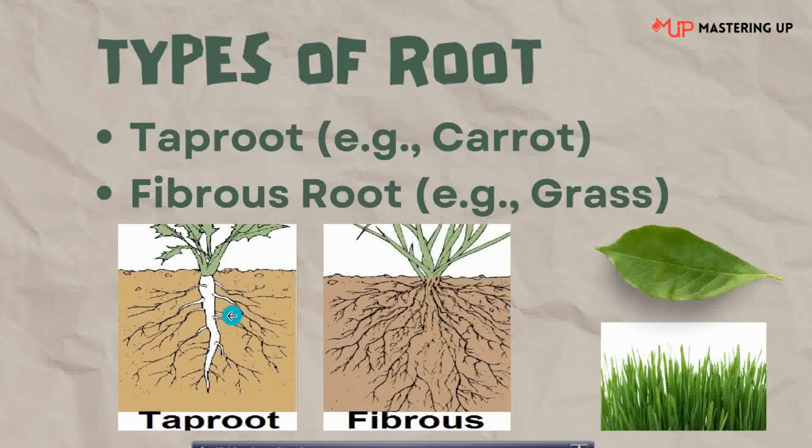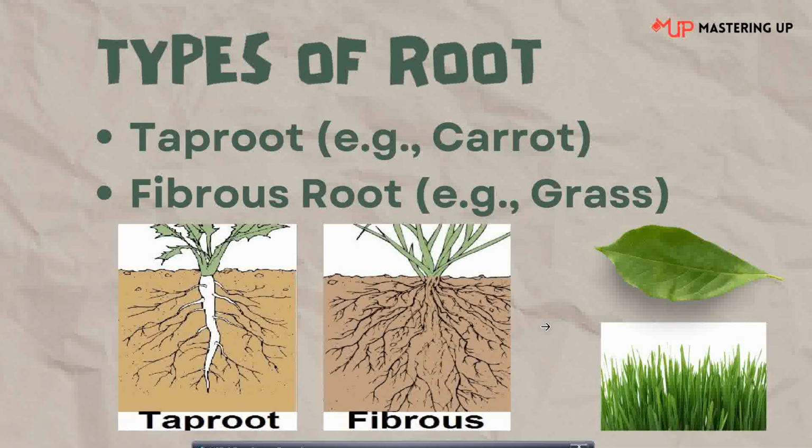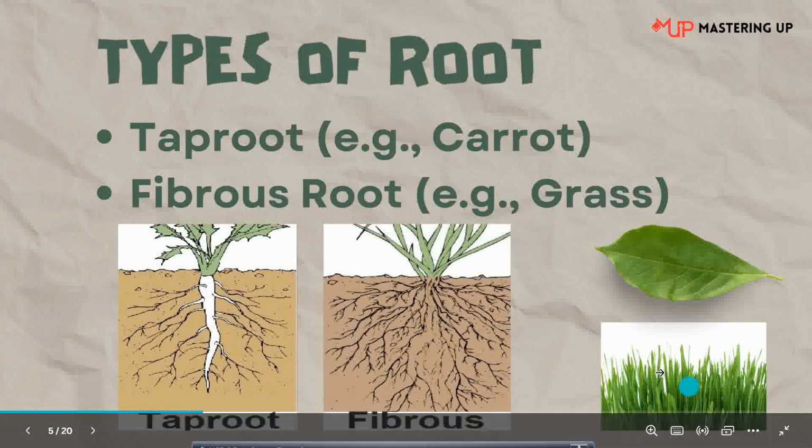But in the case of taproot, a long elongated main root is there, and from that root the secondary roots are developed. Okay, so root branches are developed. Another main example is that fibrous roots are present in grasses and the like, which have leaves with parallel venation.